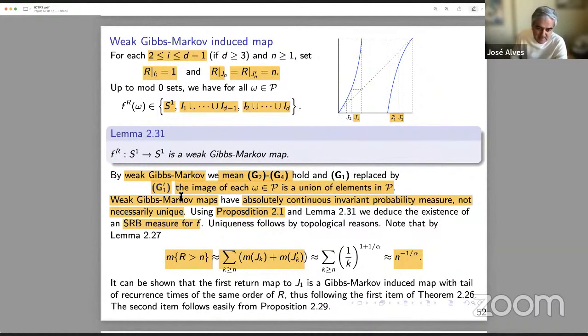It may be true that it can be proved, and that's an interesting open problem, that under some assumptions on the greatest common divisors, and I guess under some combinatorics of the recurrence times, we can probably deduce also decay of correlations for systems with weak Gibbs-Markov maps. But I've never seen that result, and so I cannot use it. But that's a very interesting open problem.